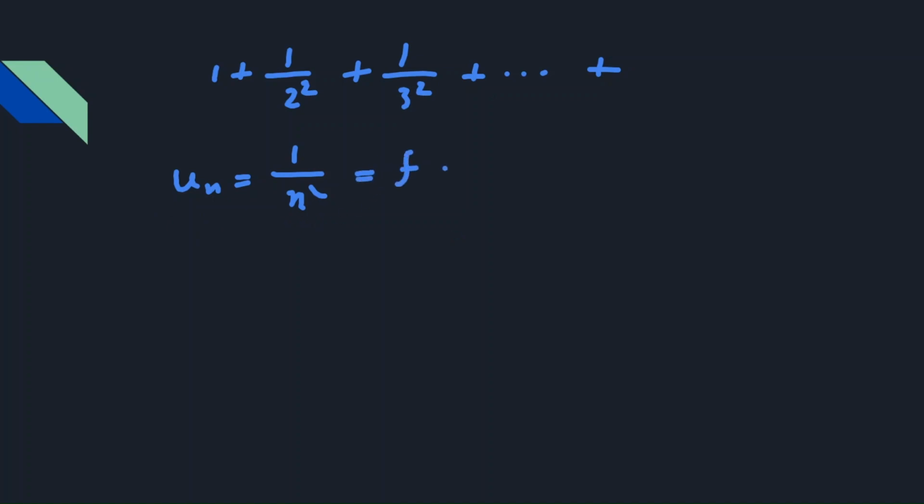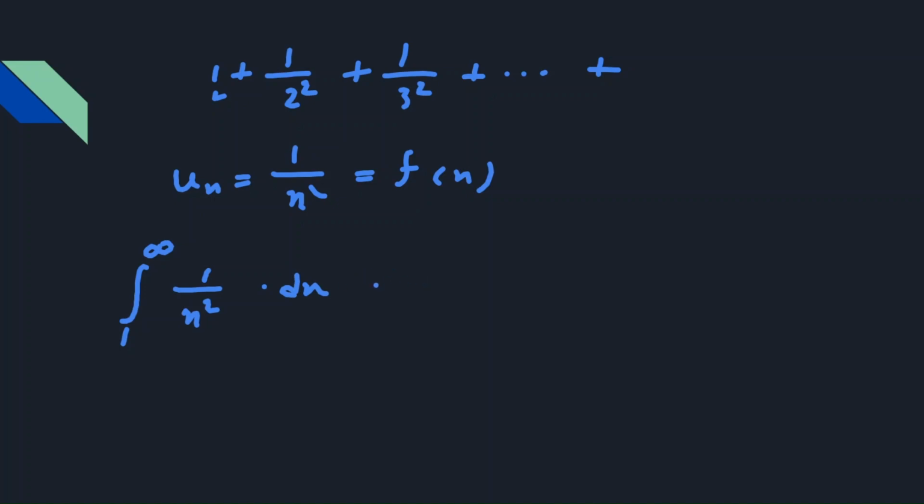Suppose we have a very basic series, 1 by 2 square plus 1 by 3 square plus dot dot dot. This is the series we have. Now to find whether this series is convergent or divergent, we use the Cauchy's integral test. First let's find out the function. That function will look like 1 by n square, and we call this function f(n). Now we need to find the lowest term, so it is 1, and the upper limit is infinity, so the integral of 1 by n square dn is the value.